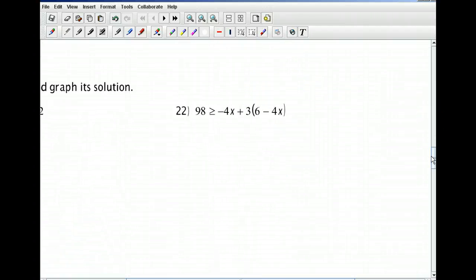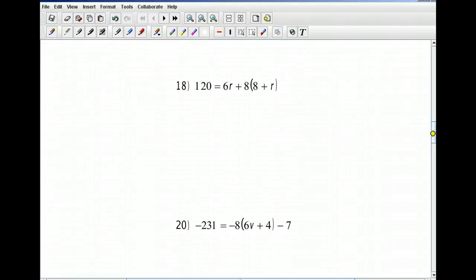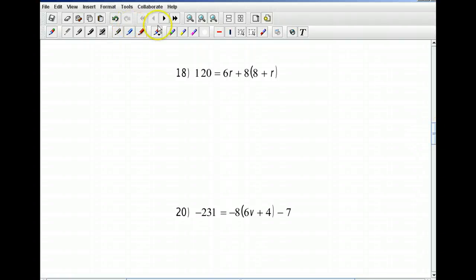Let's see here. Any others? Let's look at the back. Can we do these? We can do these, yeah. No problem. Notice how, on the right-hand side, that's like what we started with. The same exact problem. It just now has the equals on it.